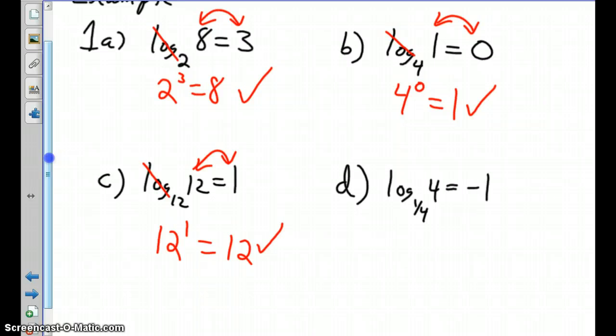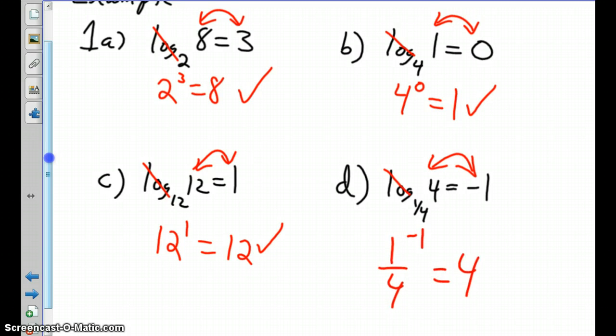Okay, look at D. What's the first step? Drop the log. What's the next step? Switch the places, right? So you're going to write down 1/4 to the -1 power equals 4. Now, when it's a negative power, what do you do with the 1/4? You take the reciprocal of it. So you have 4 equals 4. Is that a good statement? That's a good statement. There you go. That's the first example you got to do.